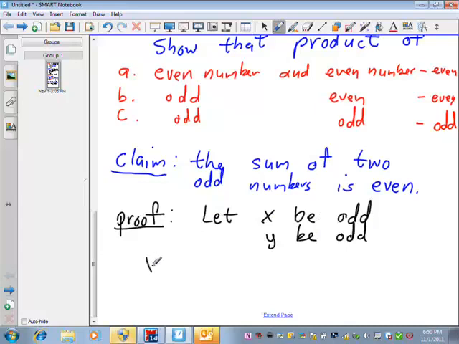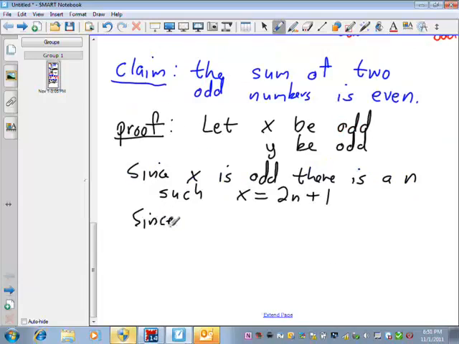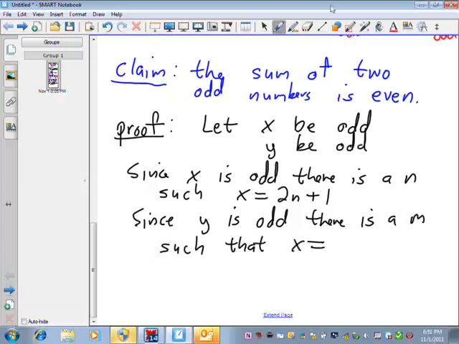Well, if x is odd, what remark do we make? That's exactly right. Since x is odd, there exists an n such that x is equal to 2n minus 1. I prefer plus 1. It doesn't matter. I'm just a positive guy like that, I suppose. And since y is odd, there's a what? What letter are you going to use here? M. Okay. Y is equal to 2m plus 1.